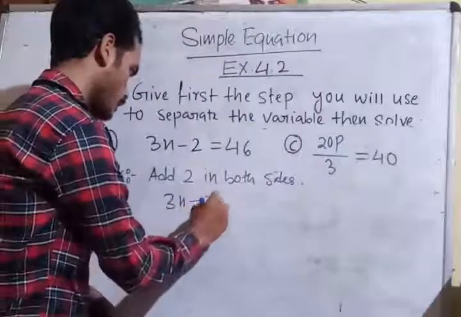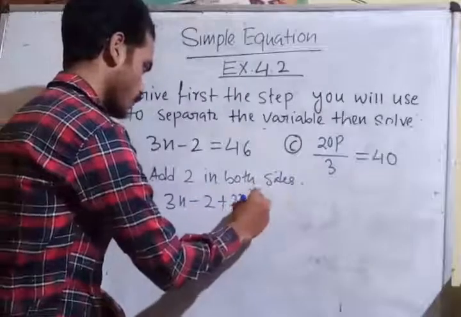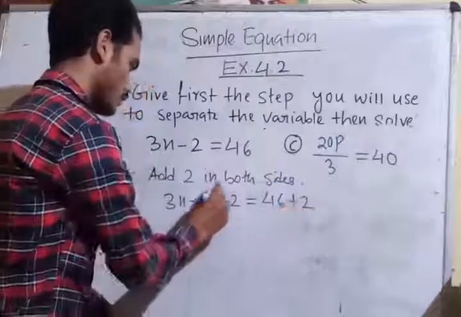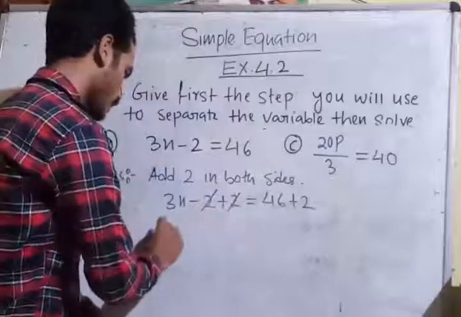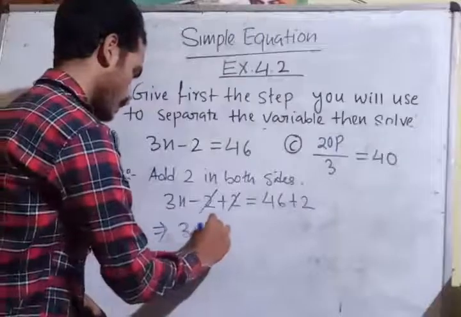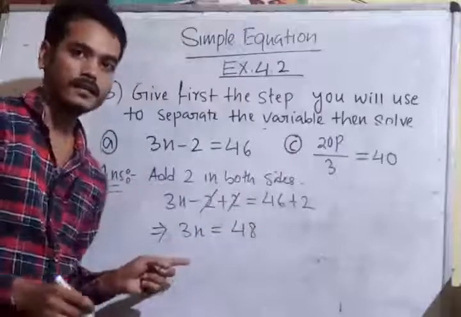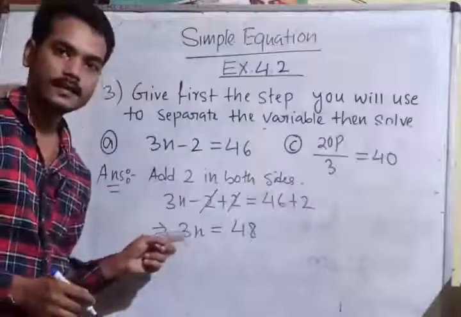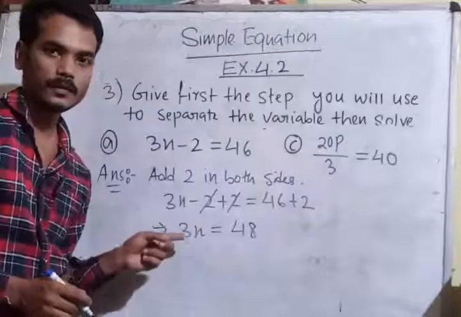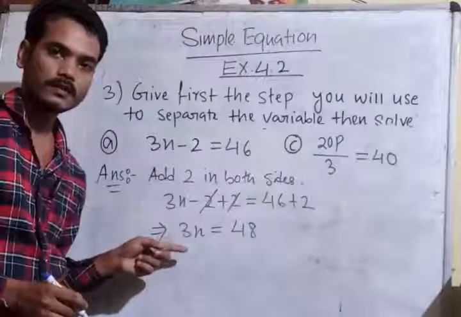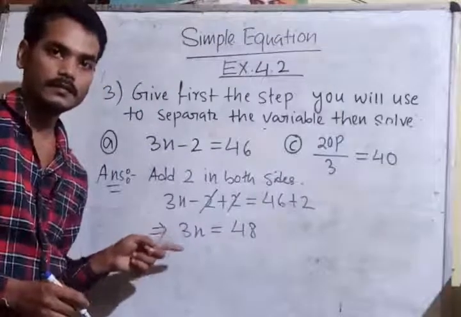If you do this, then what you will have? 3n minus 2 plus 2 equal to 46 plus 2. Minus 2 plus 2 cancel out. You will be left with 3n equal to 48. Still in the left hand side, a 3 is there with the variable, so you have to remove this 3 also. Now this is in multiplication form. To remove it, you have to divide it.